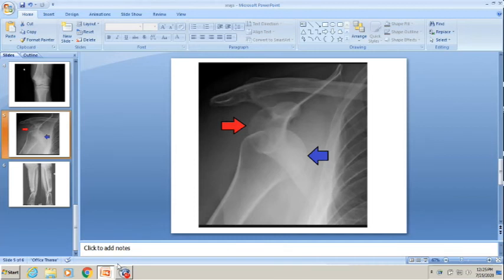Sir, it is an AP view of the shoulder joint and it appears to be an anterior dislocation of the humerus. Okay. So this is anterior dislocation of shoulder.